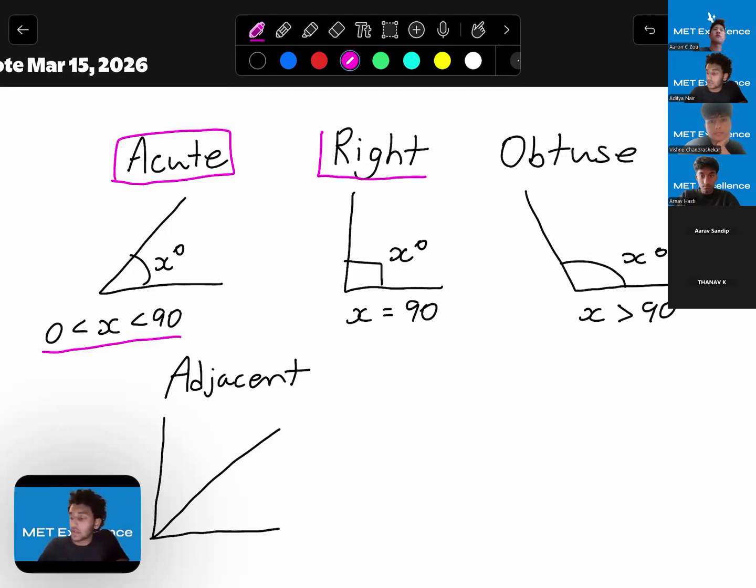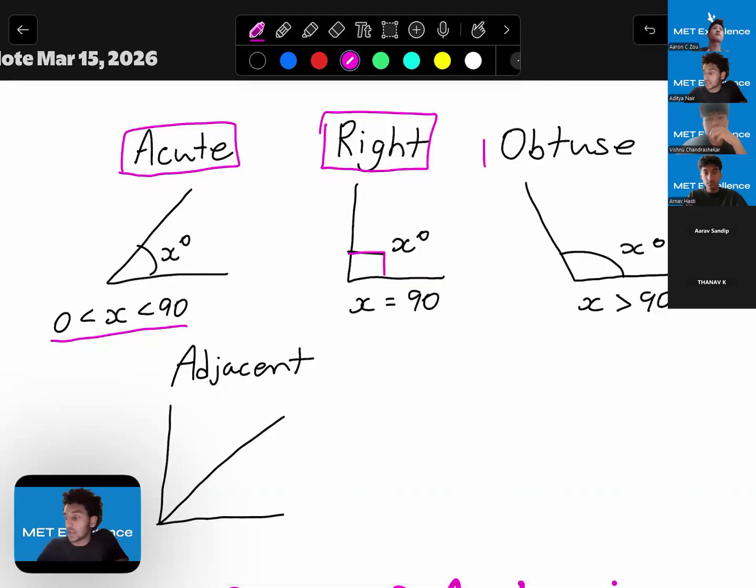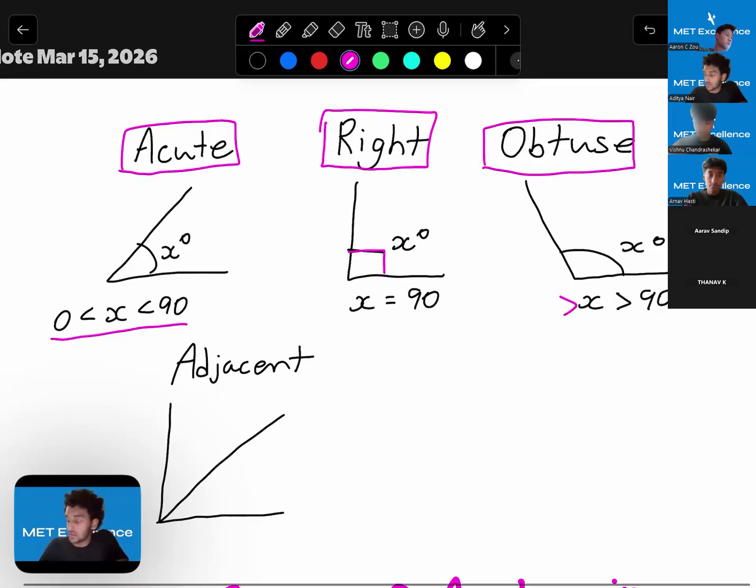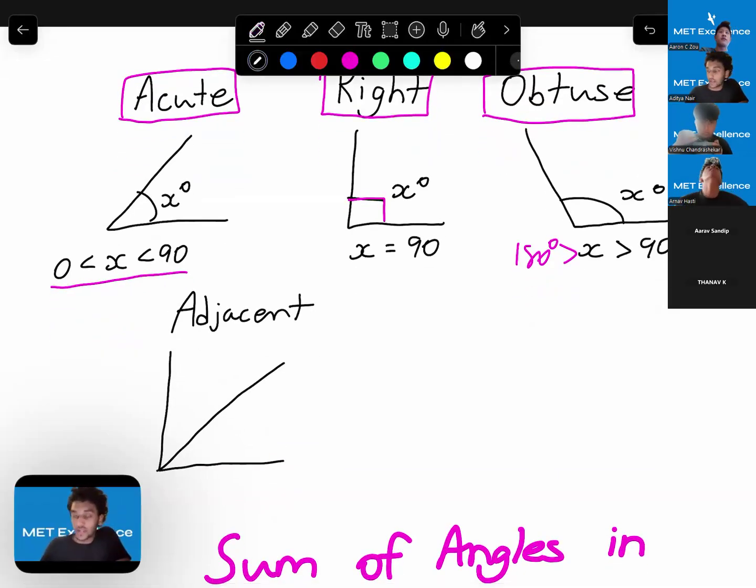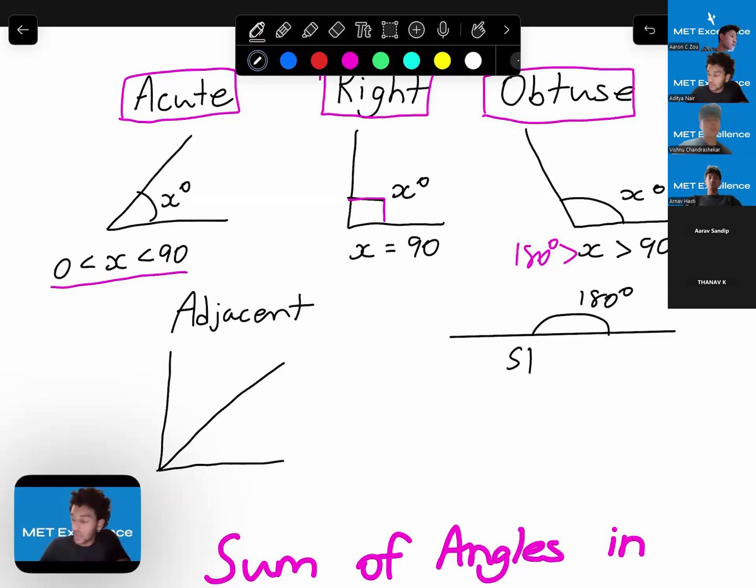A right angle is just x equal to 90 degrees, and we always denote that with this little square right here, so we always know it's a right angle. An obtuse angle is any angle greater than 90 degrees, and technically I'm pretty sure it's also less than 180. Then a straight angle, which I didn't say last week, is just a line, which is equal to 180 degrees. A line will always be 180 degrees, no matter which way you look at it. So this will be 180.